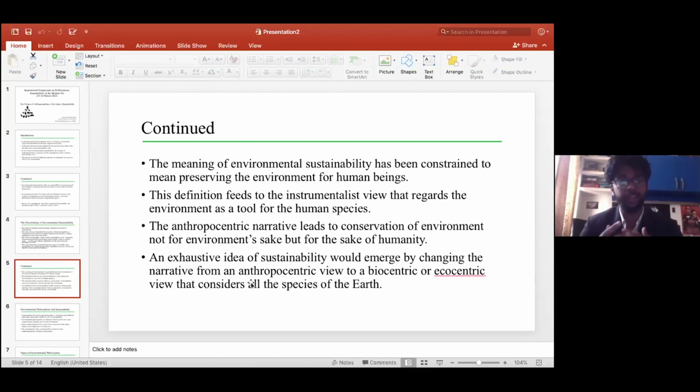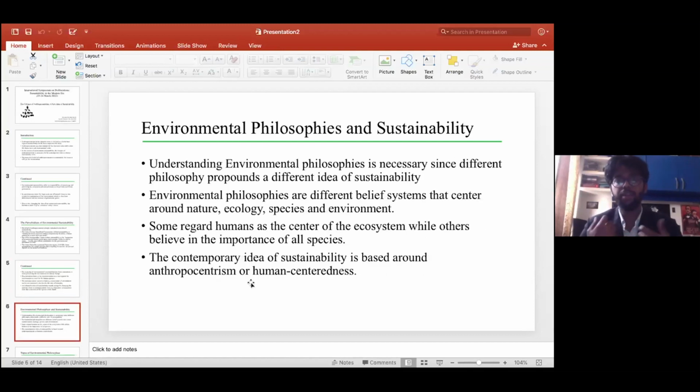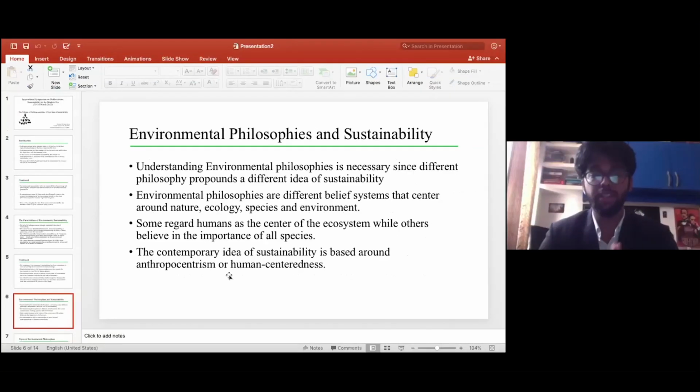This idea means only preserving the environment for human beings. This definition feeds the instrumentalist view, and this narrative leads to conservation of the environment not for the environment's sake, but for the sake of humanity. This is why an exhaustive and comprehensive idea of sustainability is necessary. Understanding environmental philosophies is necessary since different philosophies propound a different idea of sustainability. For example, the current idea of sustainability is based around anthropocentrism, as we have discussed earlier.